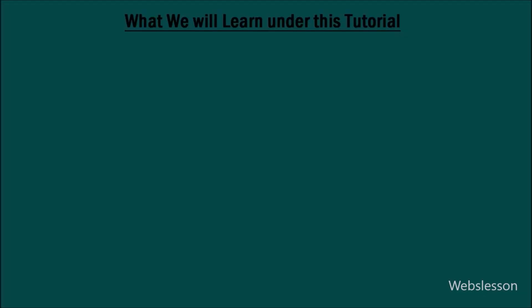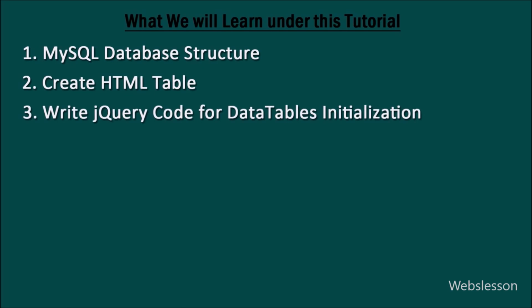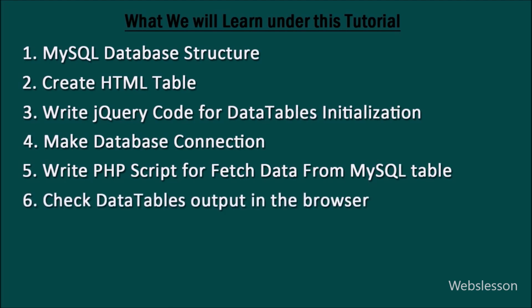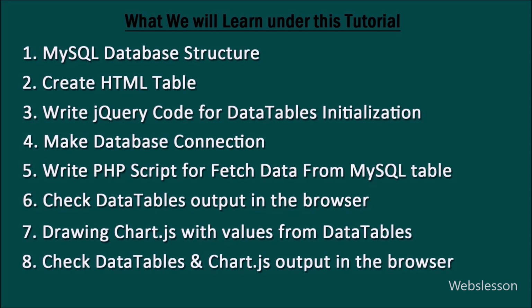In this part, we will first show you the MySQL table structure details. After this, we will create a simple HTML table, which we will use for jQuery DataTable. And then we will write jQuery code to initialize the data table and send an Ajax request to fetch data from the server. Next, we will write a PHP script to fetch data from the server and send data back to the Ajax request in JSON format. After this, we will check the output of loading data in the jQuery data table in the browser.